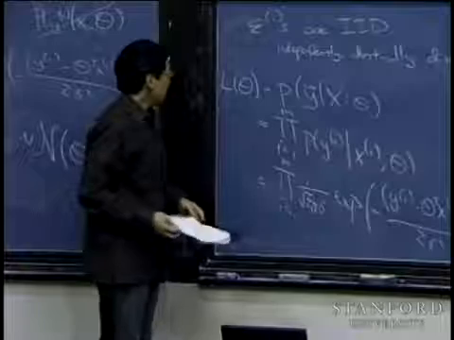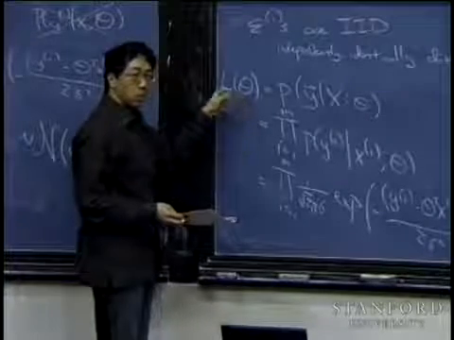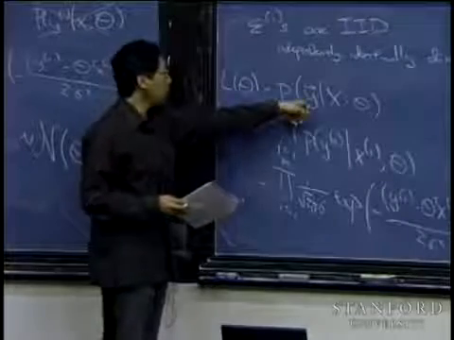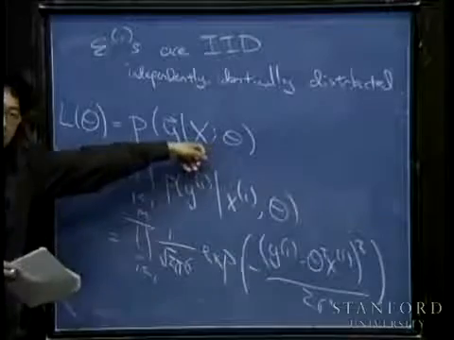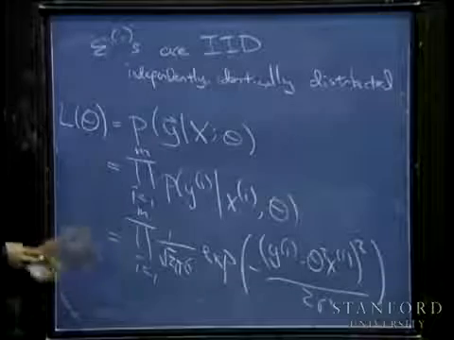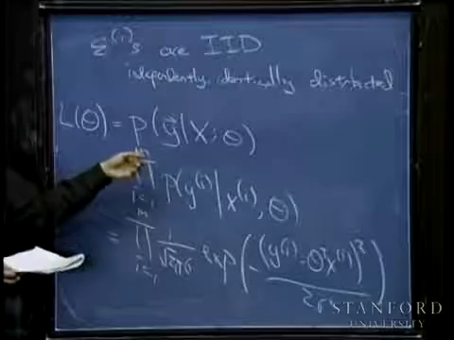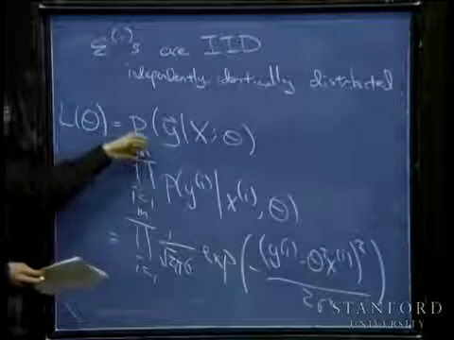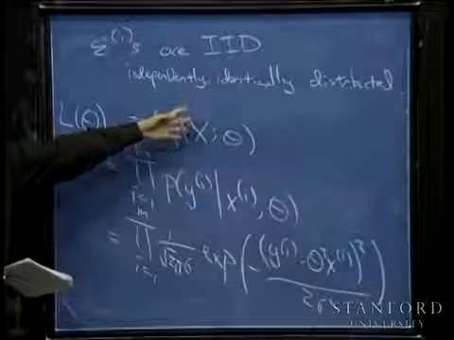Again, in point of notation, I defined this term here to be the likelihood of theta. And the likelihood of theta is just the probability of the data y, given x and parameterized by theta. The terms likelihood and probability are often confused. The likelihood of theta is the same thing as the probability of the data you saw.